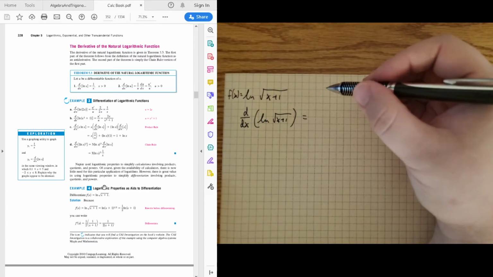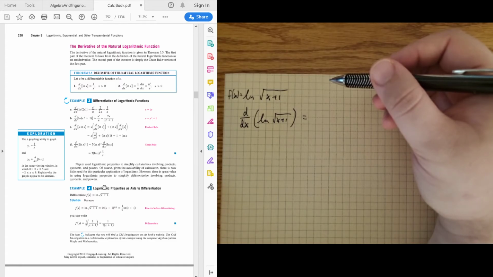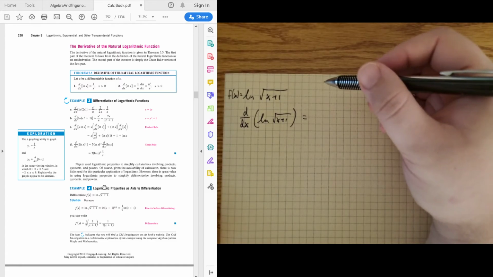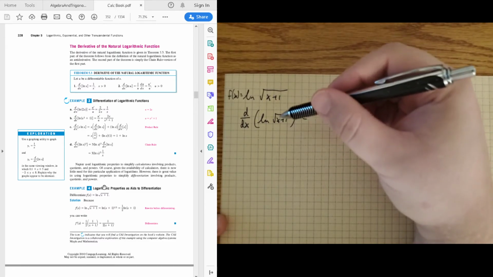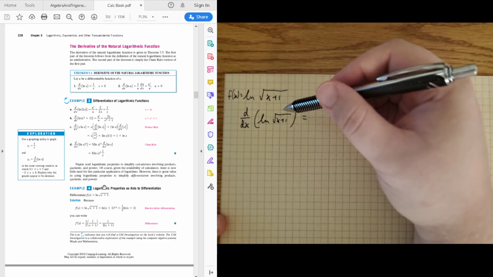Well, I could attempt to apply the previous rule, but it gets real frustrating to do so. Because if I try to do that, I'd have to take the derivative of the inner piece and multiply that by the derivative of the outer piece. It gets real nasty real fast. It is so much easier if we rewrite this first, and it will actually save a bunch of simplification later.